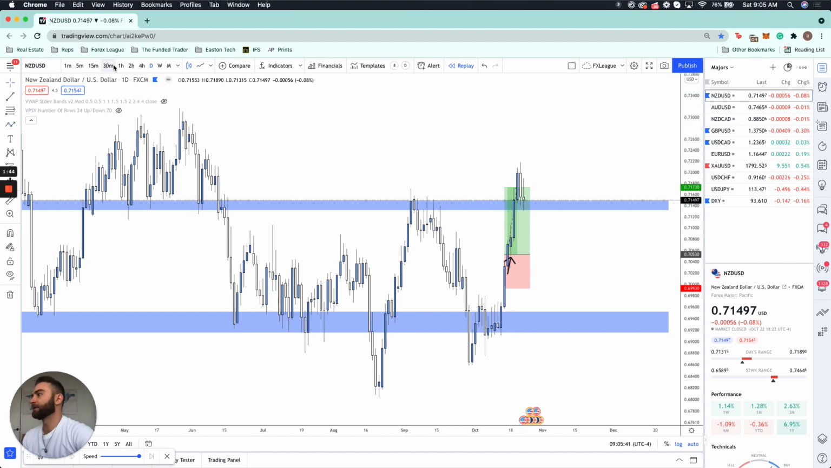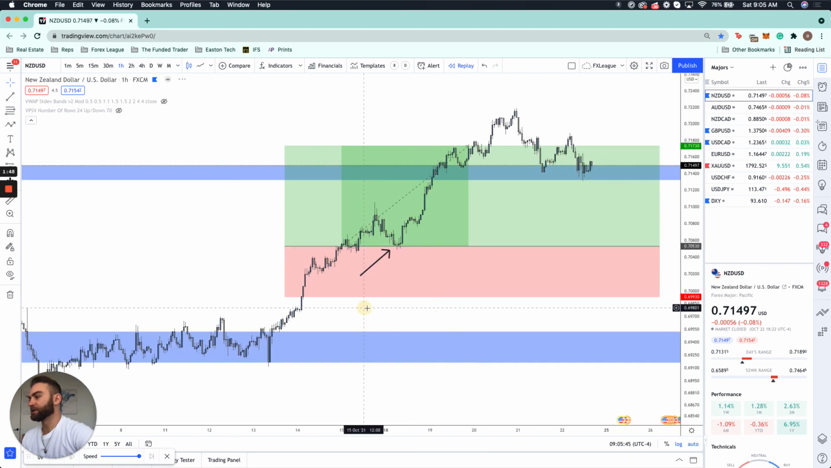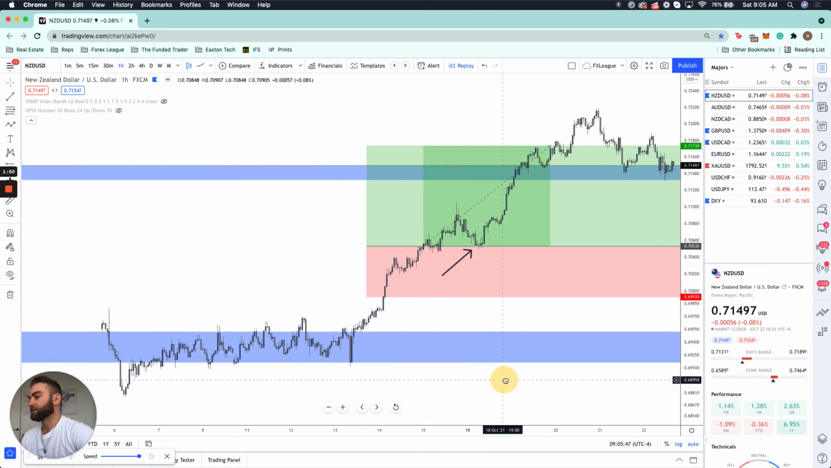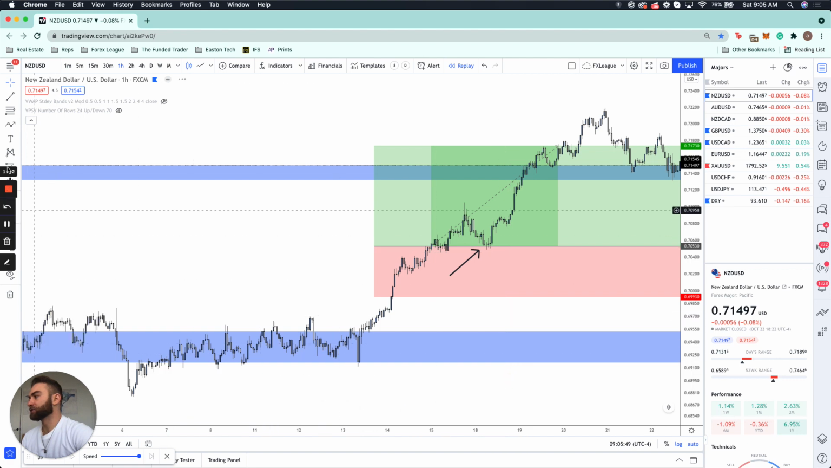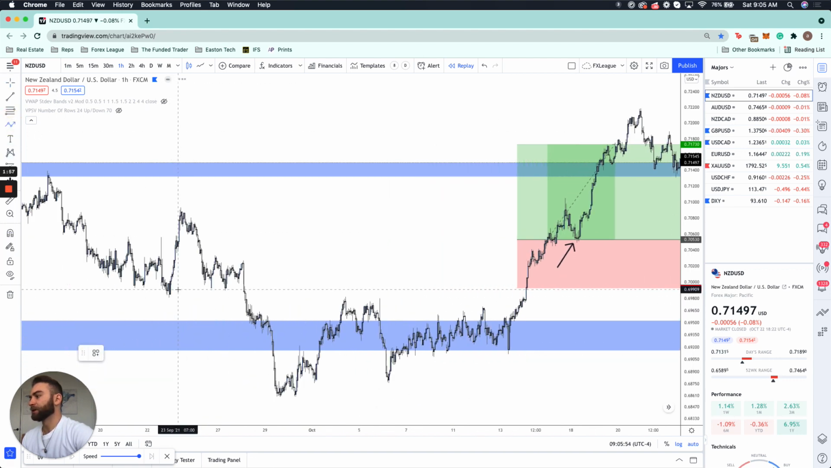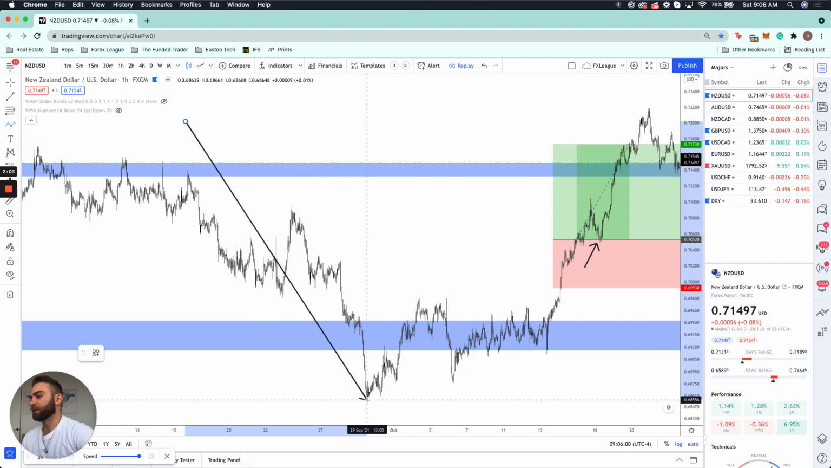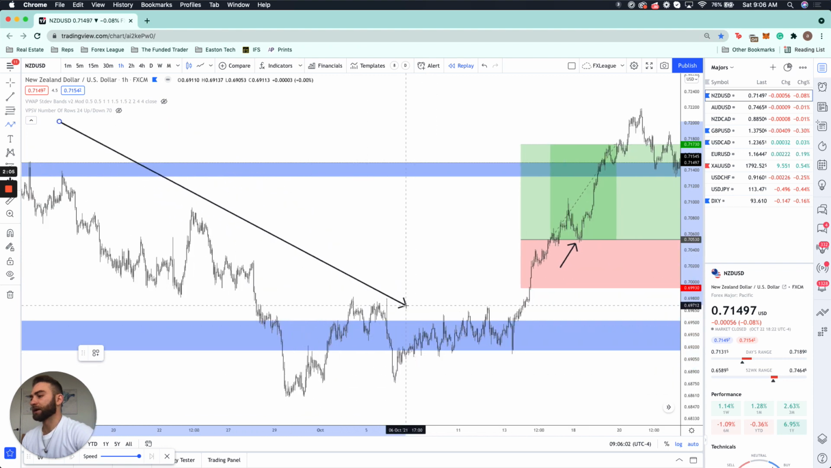So as we come down to the 1 hour time frame, let's zoom out a little bit. We can clearly see that the trend was bearish. We zoom out even more. The trend was overall very bearish, forming these lower lows, lower highs, lower low, lower high, then a new low, lower high. And then what happened?